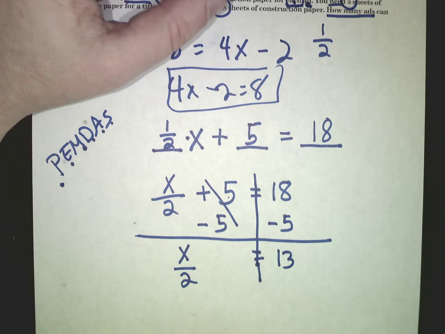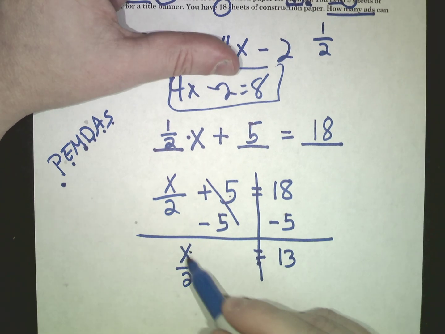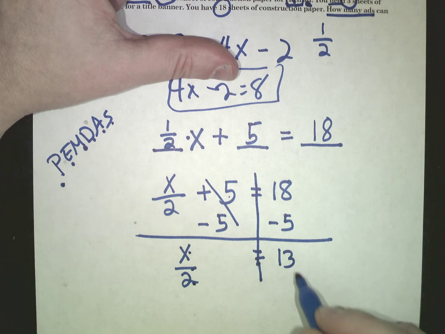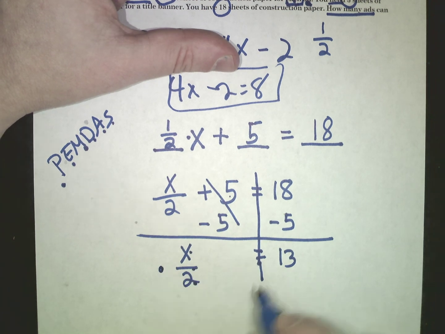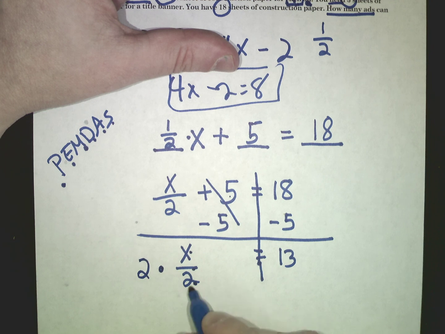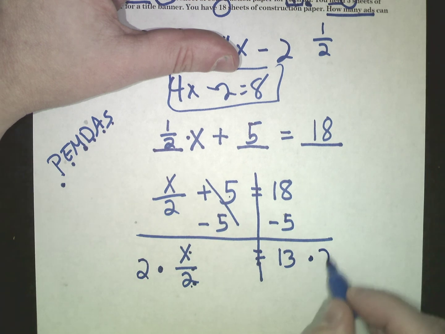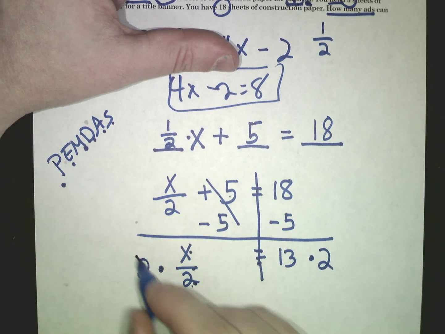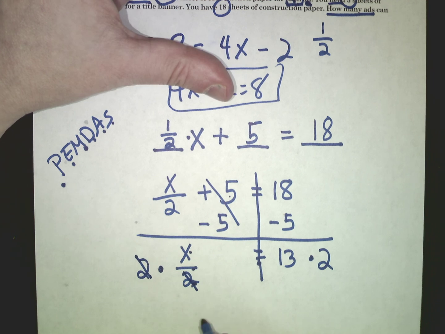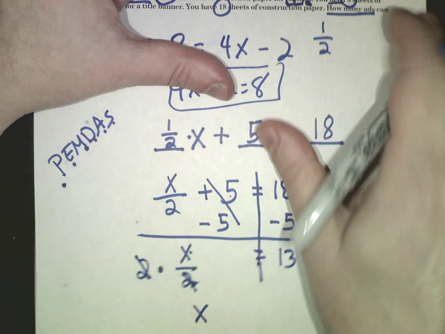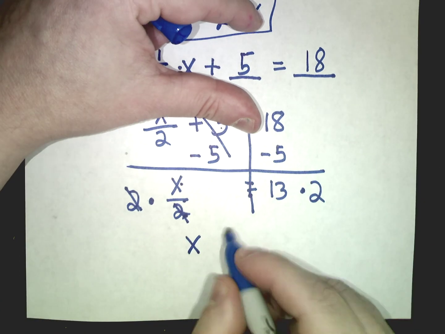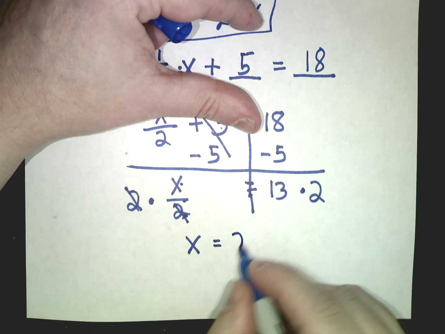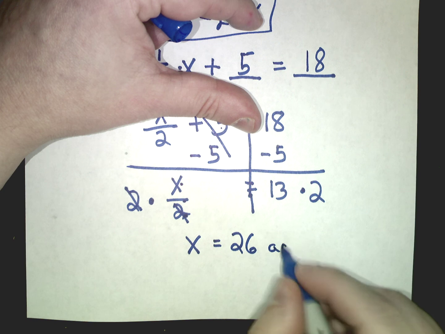Now, next step, x divided by 2. Well, the opposite of division is multiplication. So I'm going to multiply both sides by that 2, here and here. 2 divided by 2 is just 1. That just leaves us with x. And finally, 13 times 2, I put that in my calculator. I get the number 26. So I can make 26 ads.